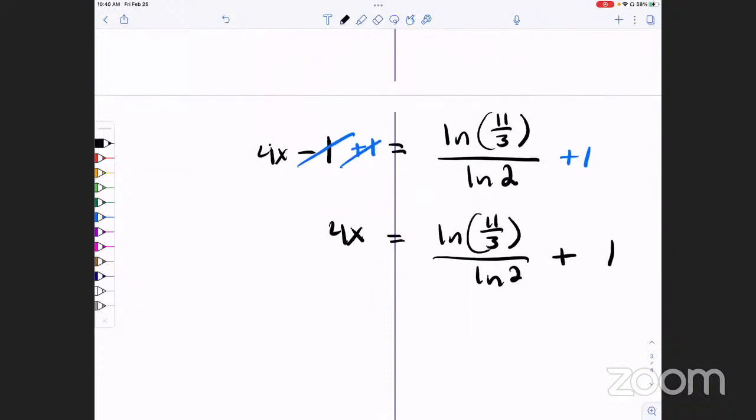And then I could divide both sides by 4, but that's the same as multiplying by 1 over 4, right? Multiplying by 1 over 4 is the same as dividing by 4. I'm going to multiply by 1 over 4, but it's the same thing. Or you can just divide by 4.